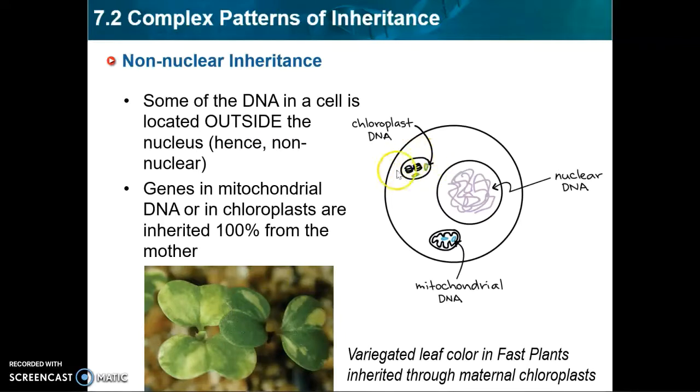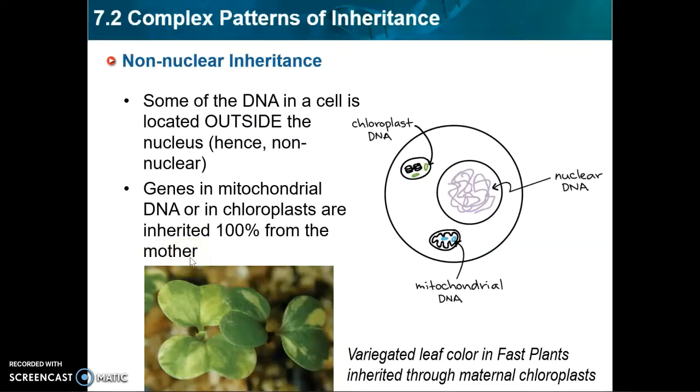Remember, chloroplasts have the chlorophyll in it, and so those chloroplasts that are passed down from mother to offspring, if they contain a gene for this variegated color, then one mother plant would produce all offspring that contain that gene. It's important to note that for non-nuclear inheritance, this is only coming from the organism's mother.